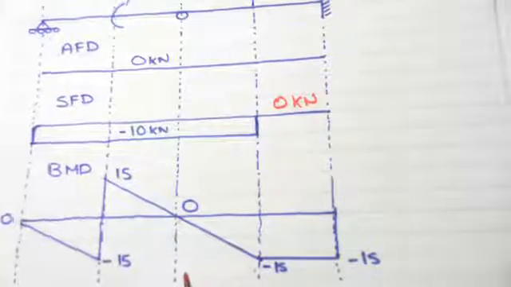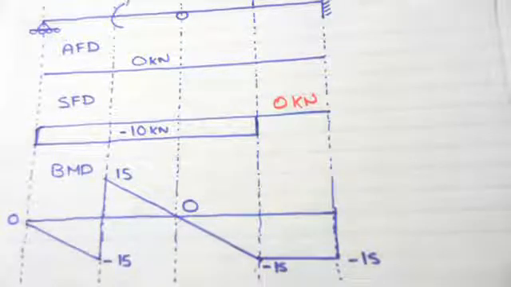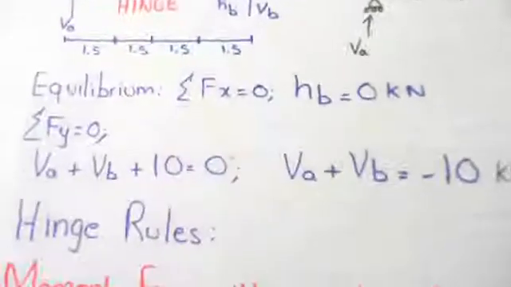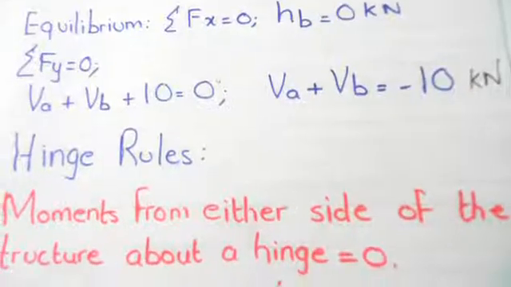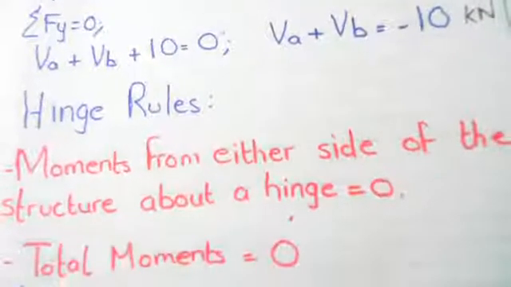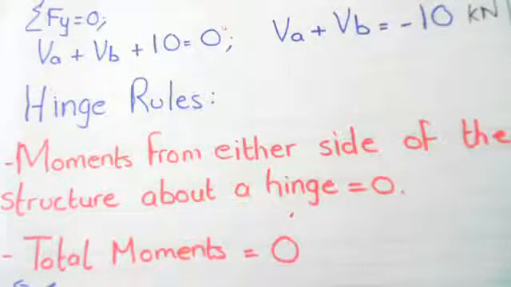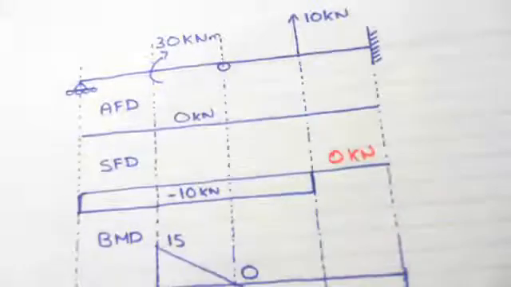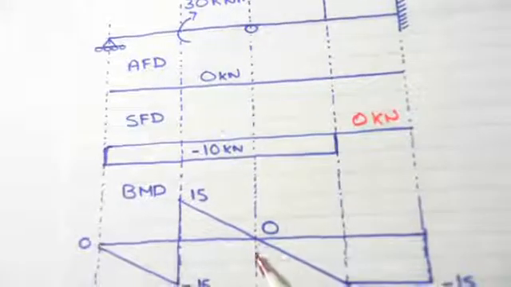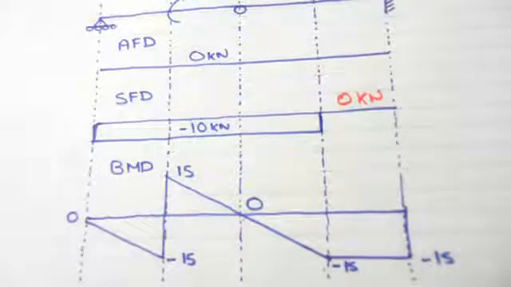So that's another example of bending moment, shear force, and axial force diagrams. The main point I wanted to show you from this video is how to deal with moments about hinges. So just understand the two rules that I'll show you here once again quickly before I end this video. Moments from either side of the structure about a hinge is equal to 0, or the total moments about a hinge is equal to 0. And as you can see over here, at this point we have our hinge and the moment was 0 kilonewton meters.